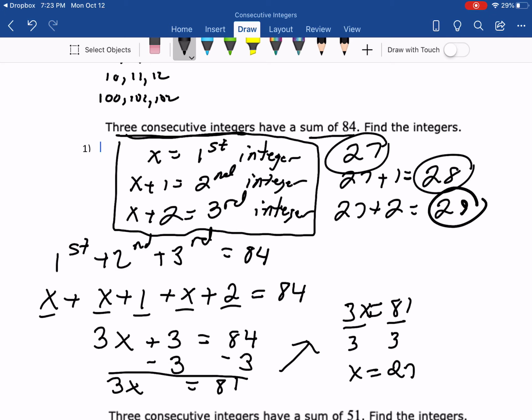So the way you can check, 27, 28, 29 are consecutive integers. They're whole numbers. They're in a row. And if we add 27, 28, and 29, we do get 84.